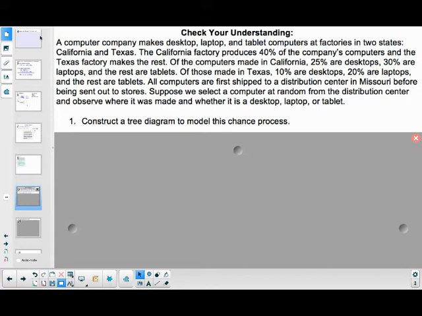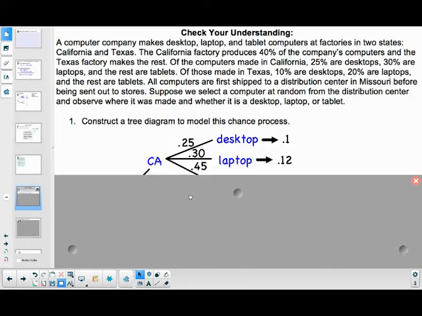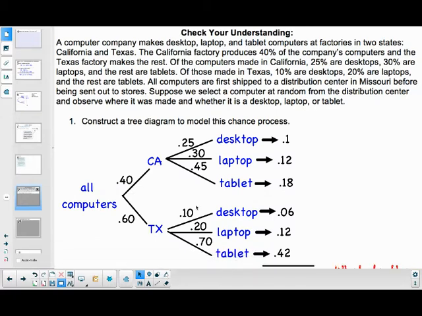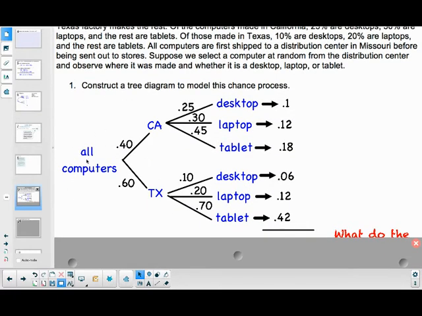And you're going to want to do that whenever you have multiple events that are conditional on each other. We have different probabilities of it being each type of computer based on where it is made. So your first thing is, is it made in California or Texas? And then branching off from that are the 3 different types of computers. So you start off with all computers, a 40% chance that a computer at random is from California, and then this is the probability it's from Texas.